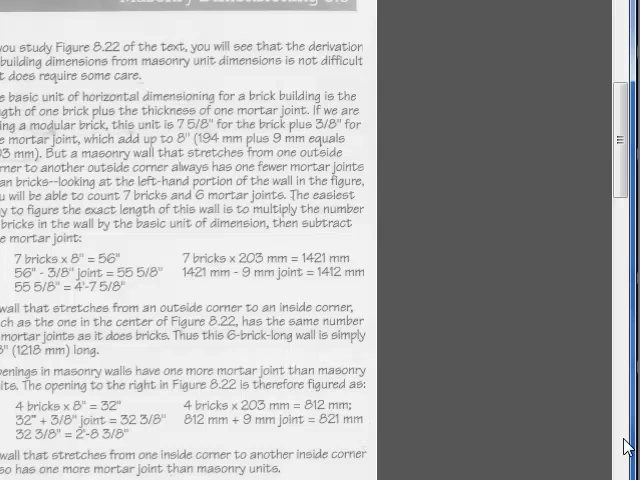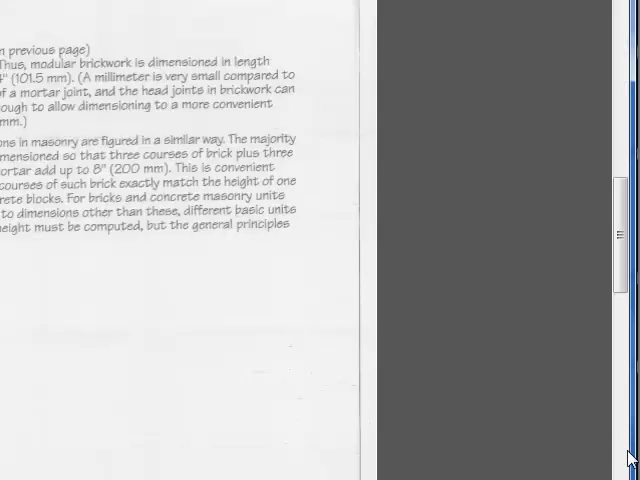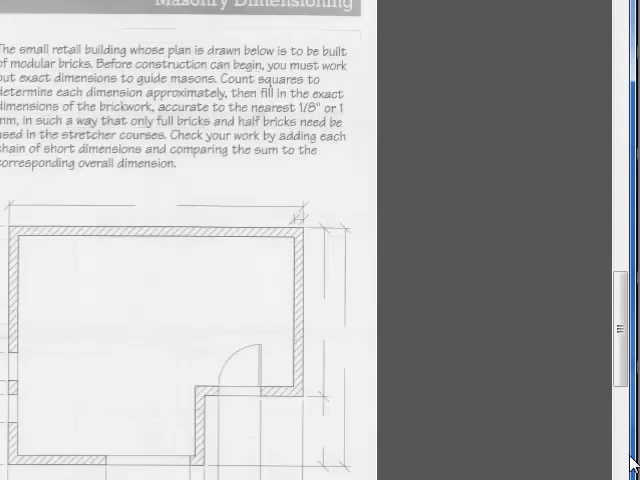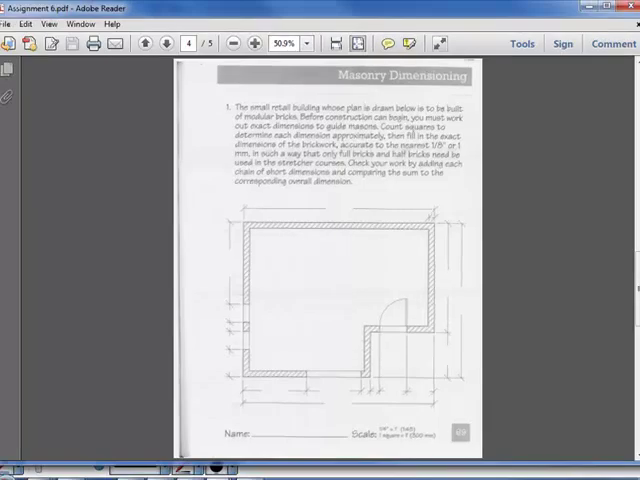For bricks and concrete masonry units that are made to dimensions other than these, different basic units of length might be computed, but the general principles are the same. So that was all that. So then you look at this page, and the small rectangular building whose plan is drawn below is to be built of modular bricks. Before construction can begin, you must work out exact dimensions to guide masons.